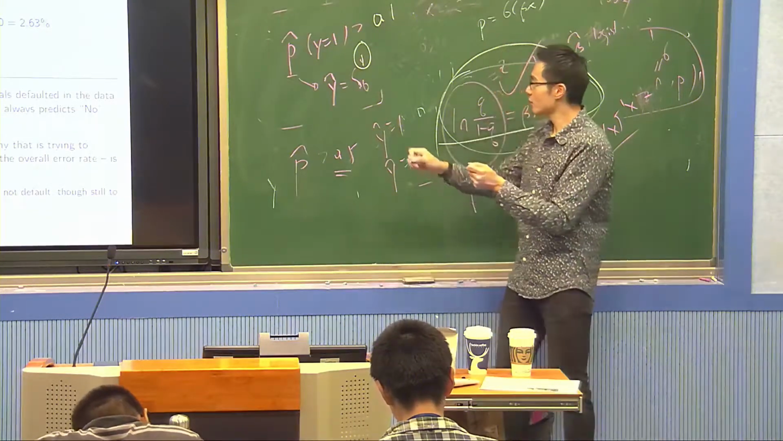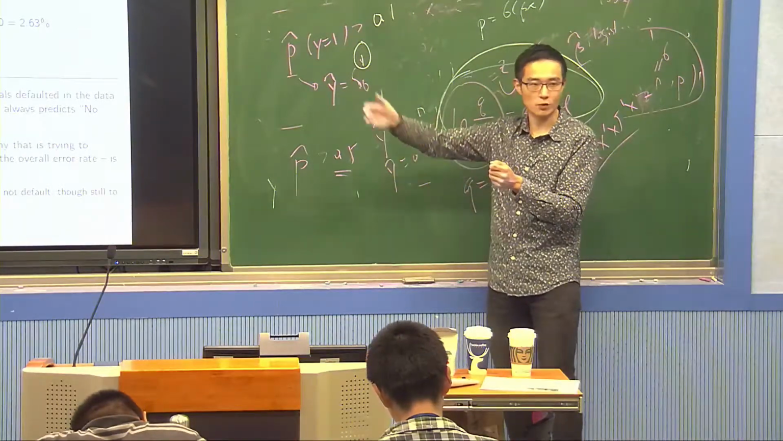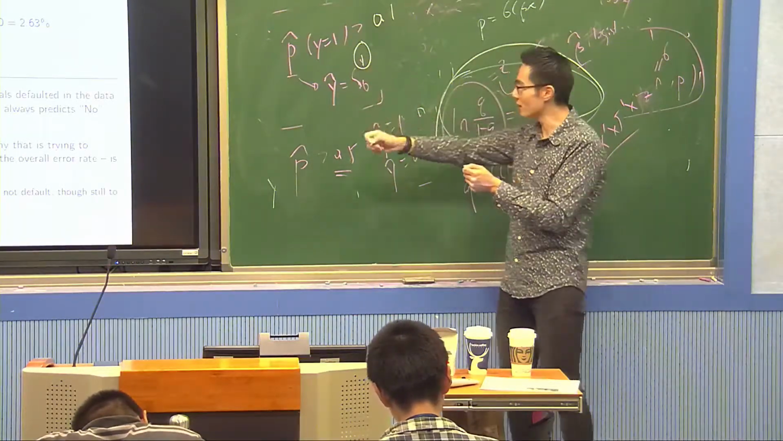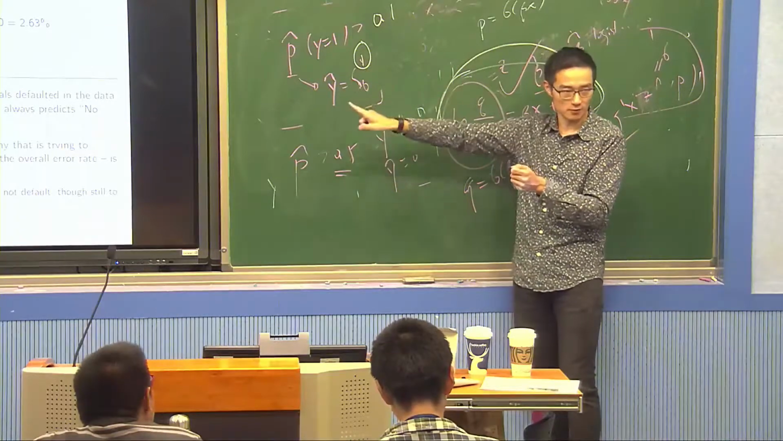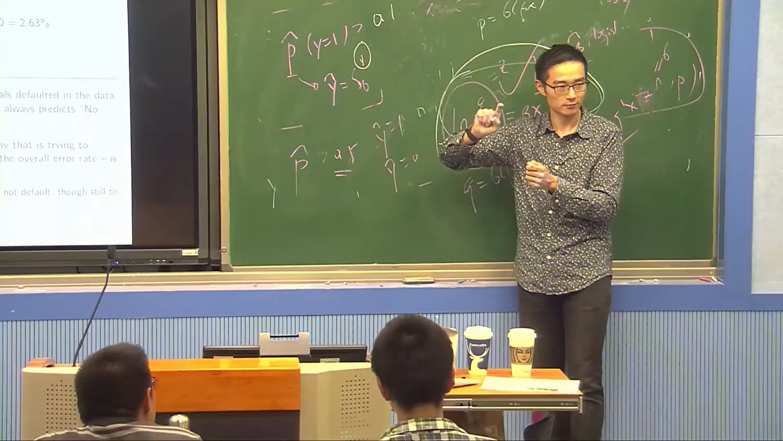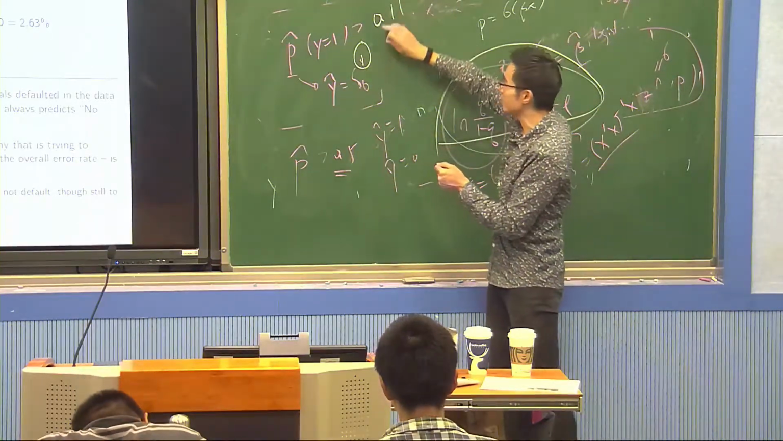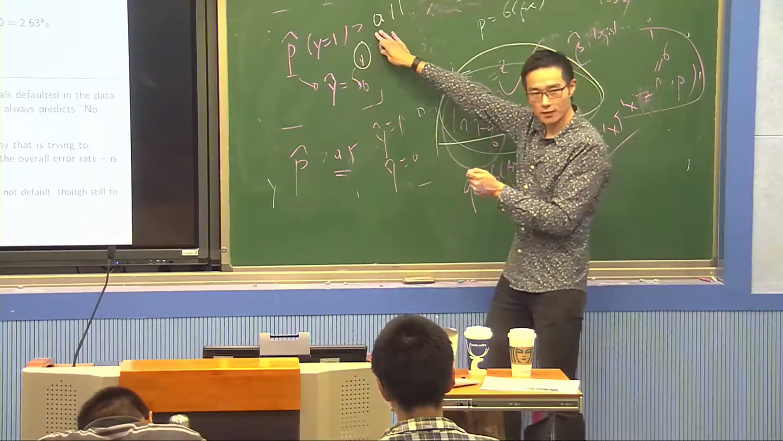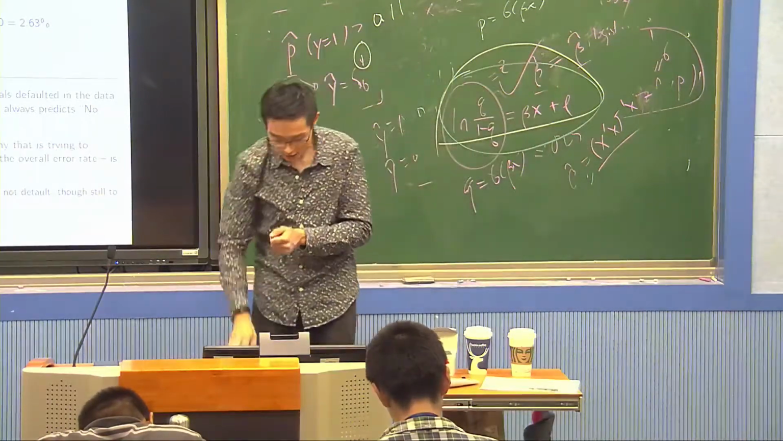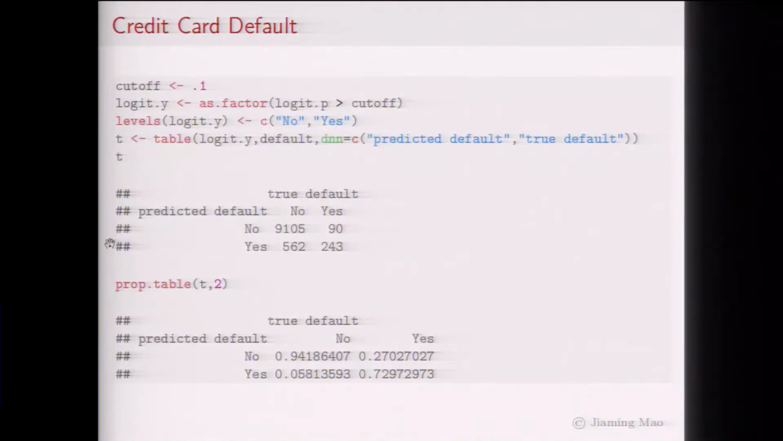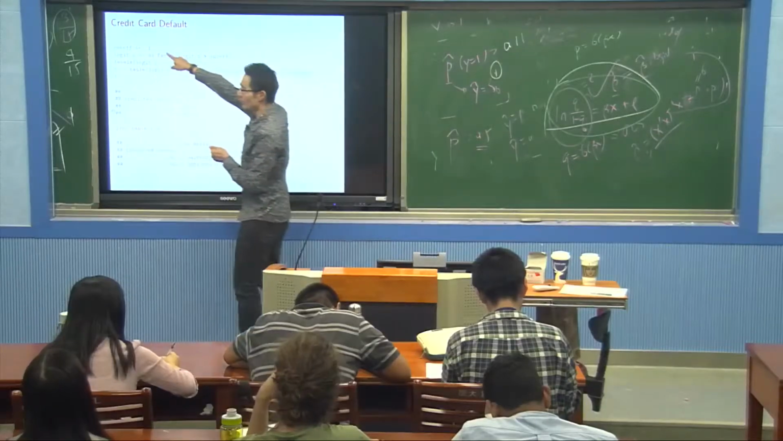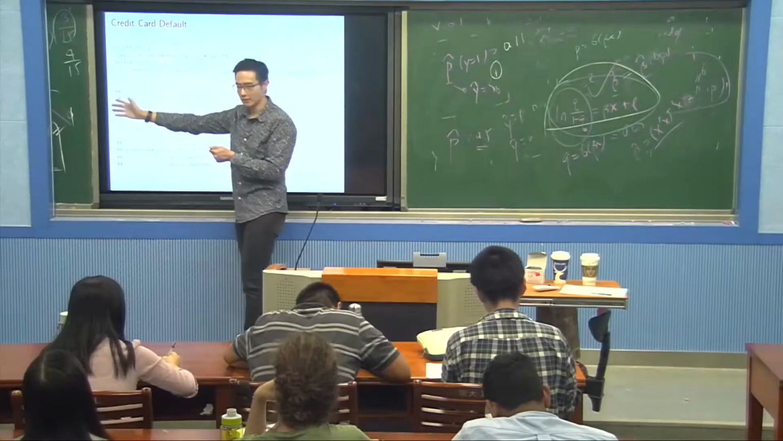How do you do that? You try to predict everybody to be 1, right? If you predict everybody to be 1, then you make it very hard to make a false negative error. So I'm going to decrease this threshold, okay? From 0.5 to something that is low. So let's try 0.1, okay? Cutoff is 0.1, and I do the whole thing again.